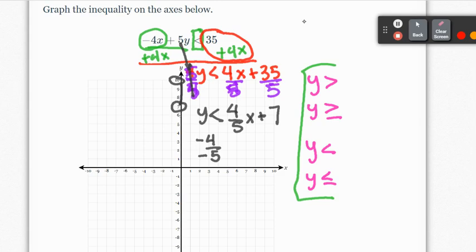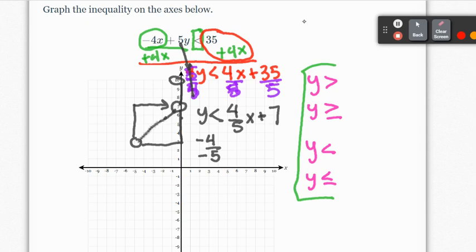So I can go down 1, 2, 3, 4, left 1, 2, 3, 4, 5. And this is the same. So going down 4, left 5 is the same as going up 4, right 5. These will have the same slope.